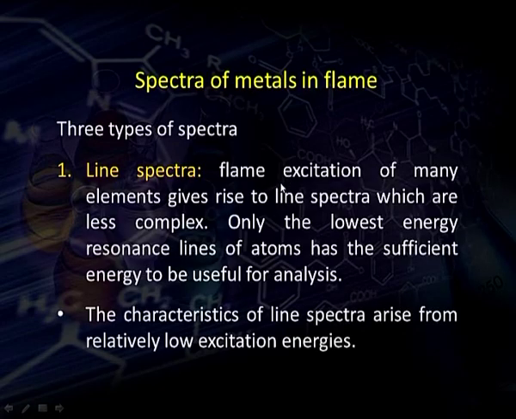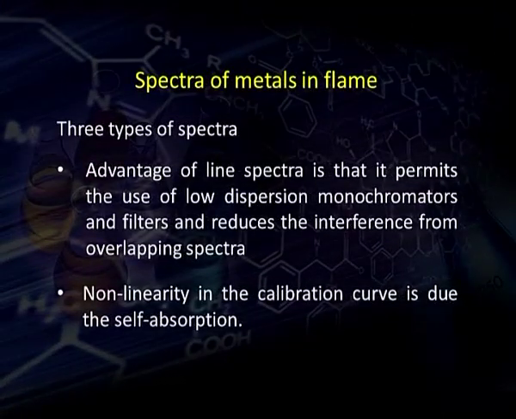Now, coming on to the spectra of metal in flame, 3 types of spectra are there. The first is the line spectra. Flame excitation of many elements gives rise to line spectra which are less complex. Only lowest energy resonance lines of atoms have sufficient energy which is useful for analysis. The characteristic of line spectra arises from the relatively low excitation energies. The advantage of line spectra is that it permits the use of low dispersion monochromators and filters and reduces the interference from overlapping spectra. Non-linearity in the calibration curve sometimes obtains in the line spectra due to self-absorption.